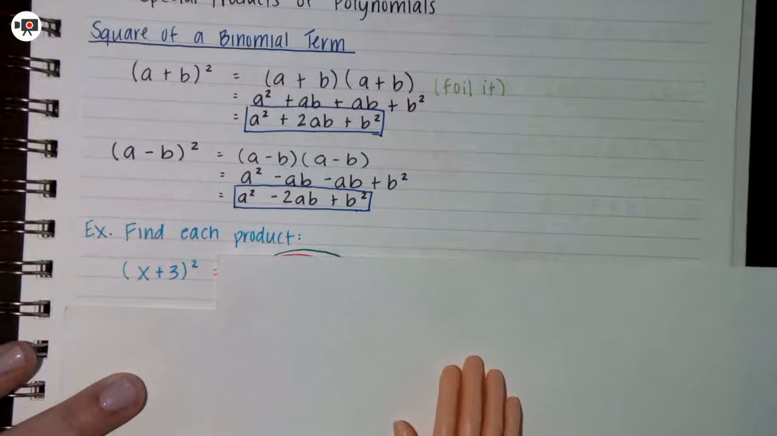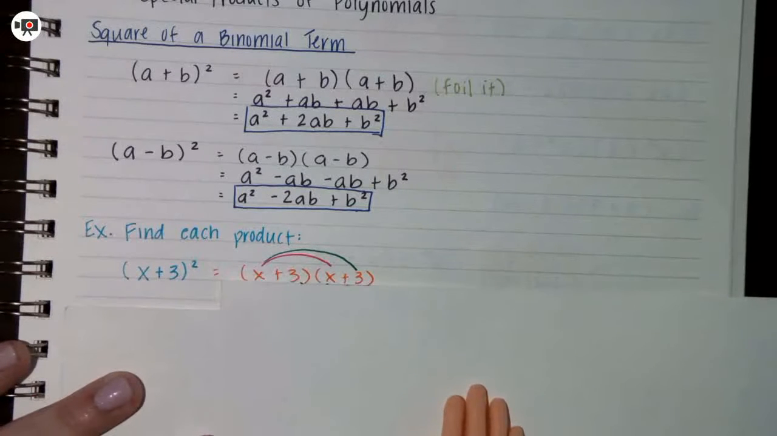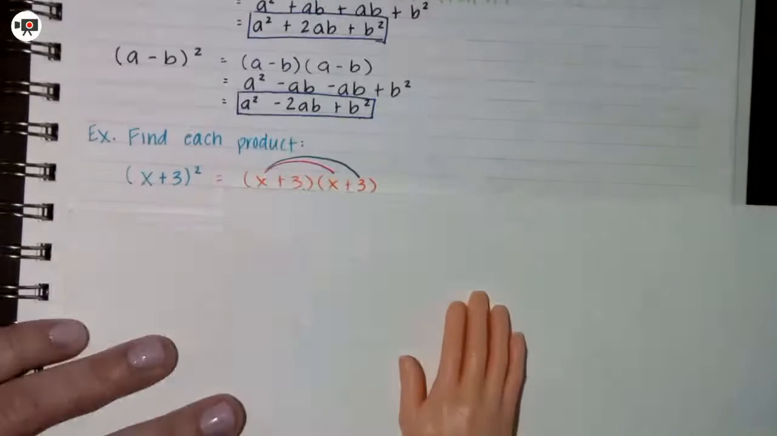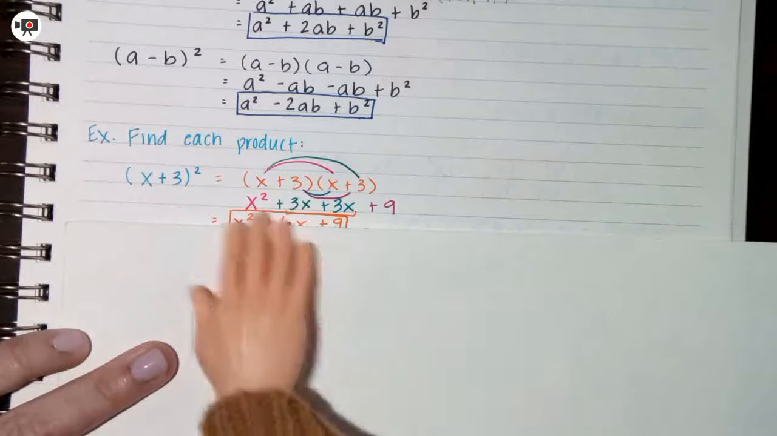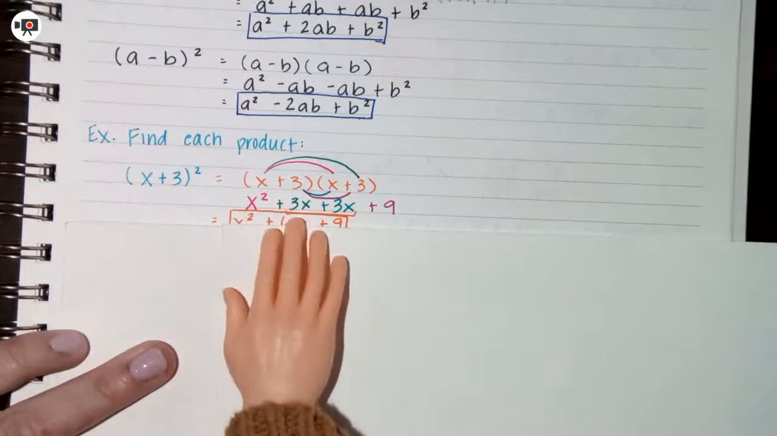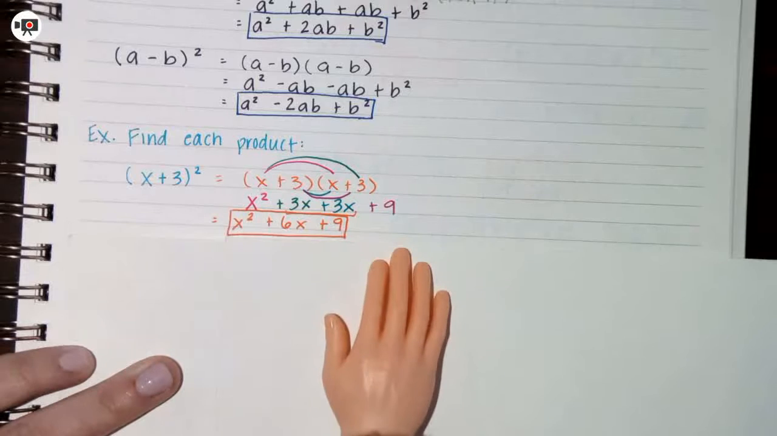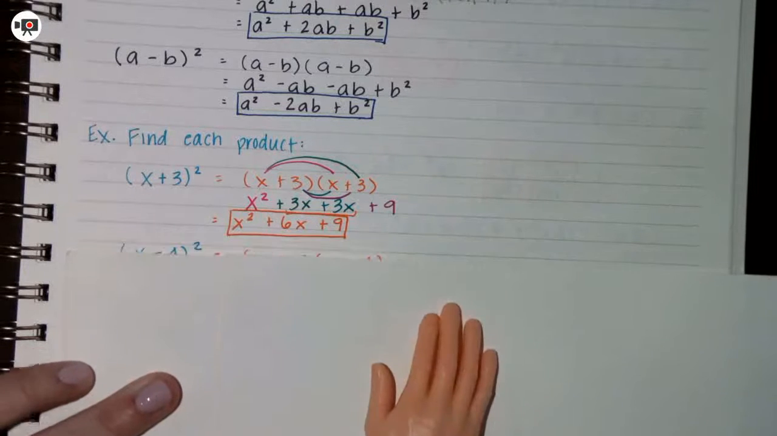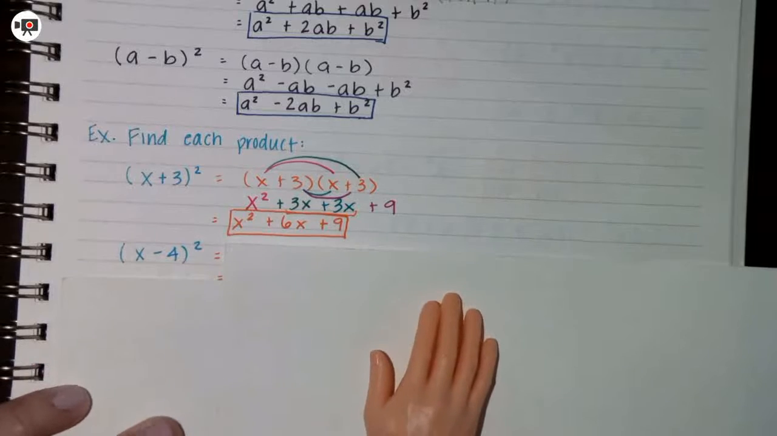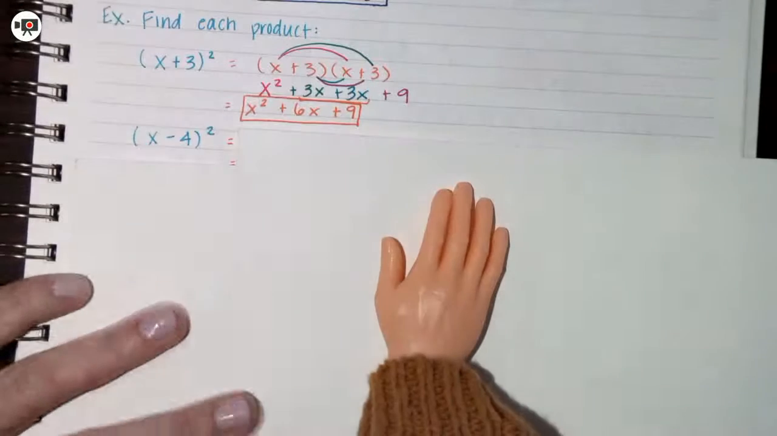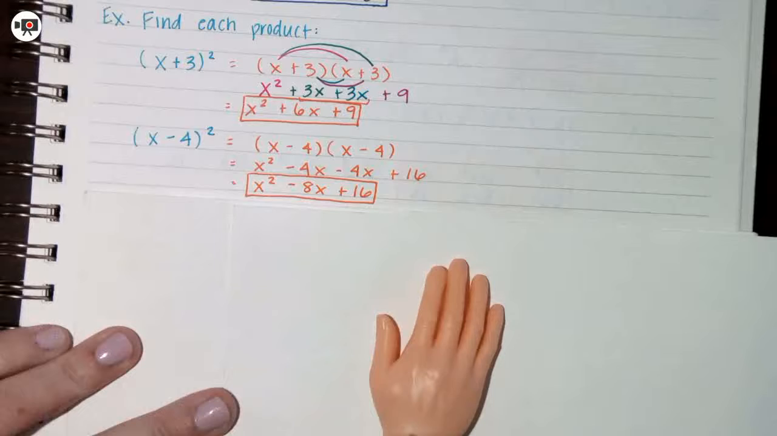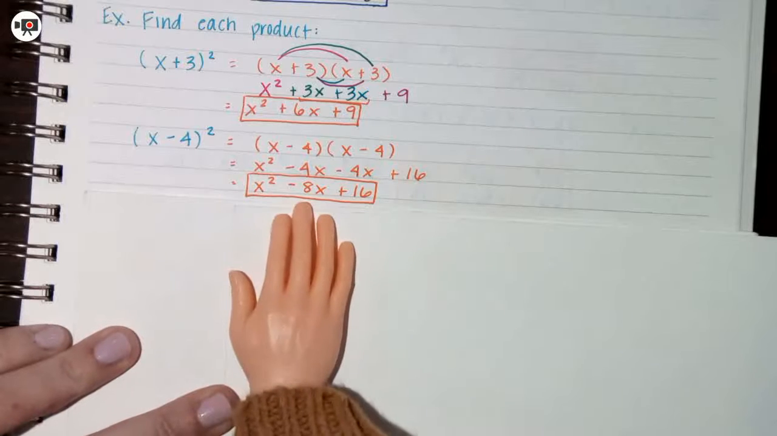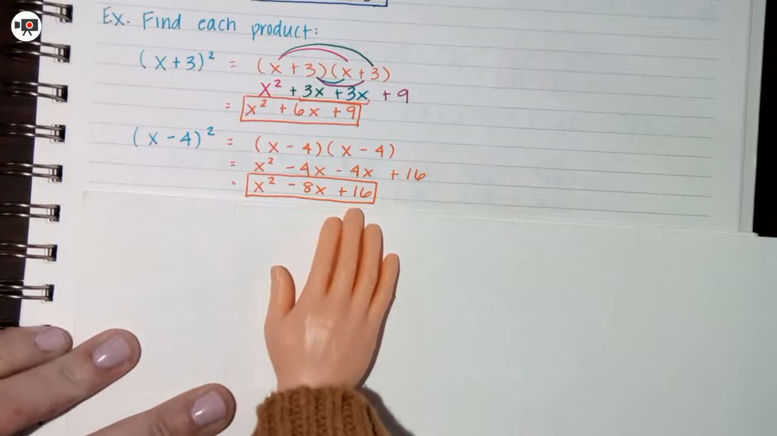So if I have x plus 3 squared, that is going to be x plus 3 times x plus 3. And when I FOIL that, I get x squared plus 3x plus 3x plus 9. Combine like terms, x squared plus 6x plus 9. For x minus 4 squared, that's going to be x squared minus 8x plus 16.